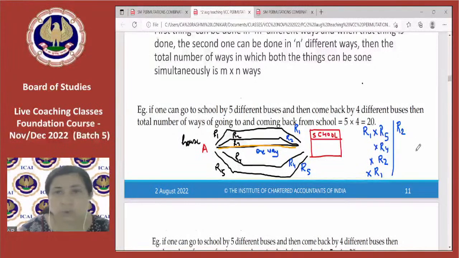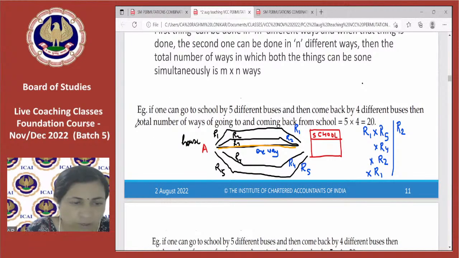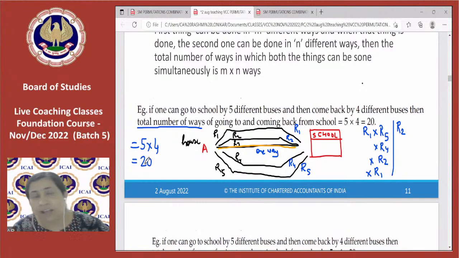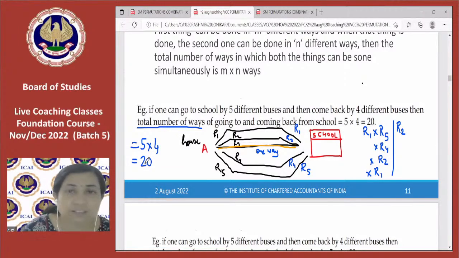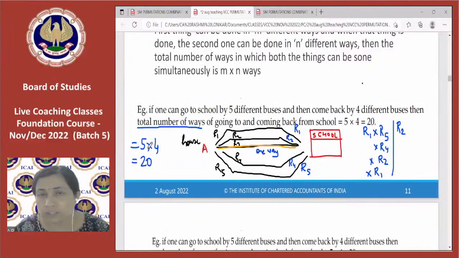But what is the total number of ways in which he can go to school and come back? The total number of ways in which he can go to school and come back is 5 into 4, which is equal to 20 ways. And you can even plot it and see. So there are 20 ways in which he can go to the school and come back. This is how it is used to find out what options a person has. In analysis, this is very important because I must know what options the person in front of me has. So this is the multiplication rule.